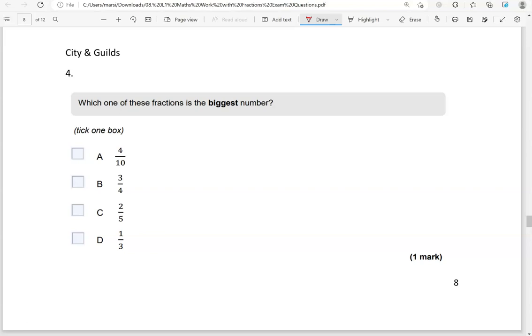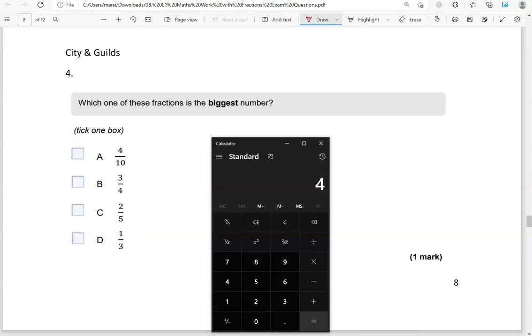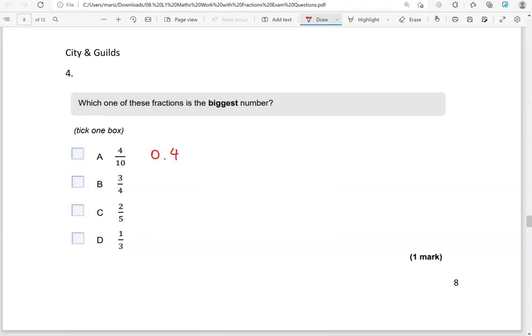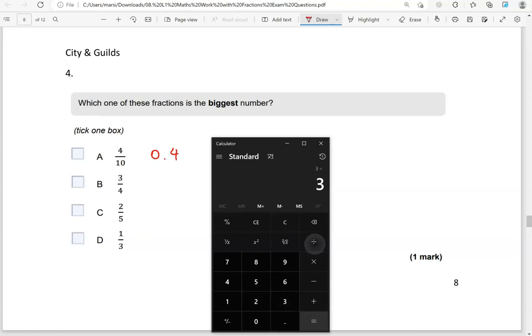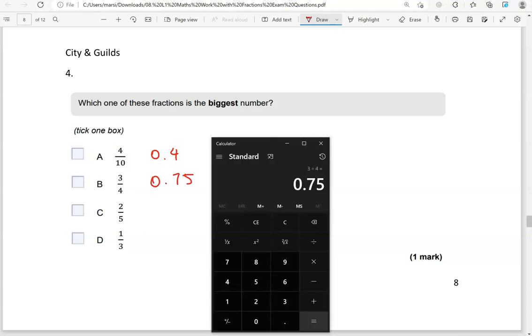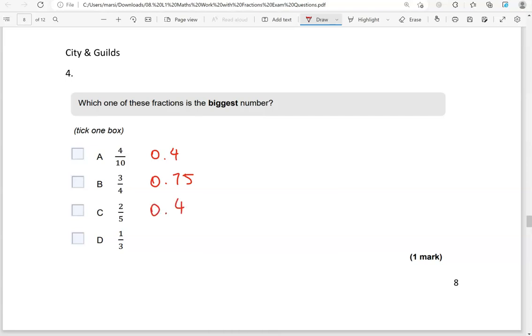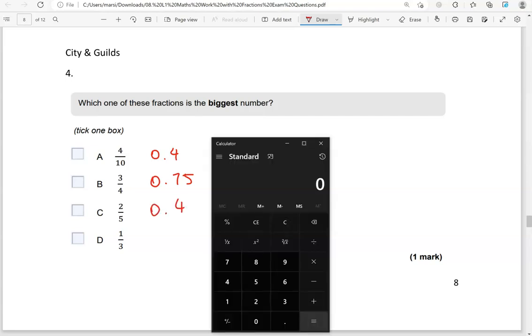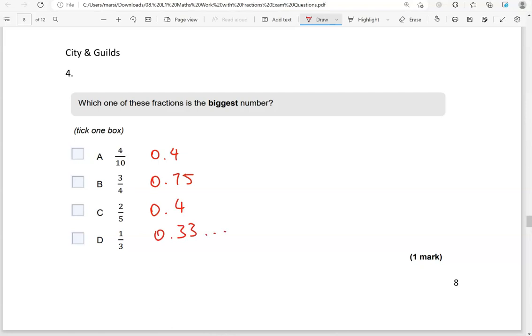And we know that the fraction line means division, so 4/10, that will be 4 divided by 10, which is 0.4. 3/4, that is 3 divided by 4, which is 0.75. 2/5, 2 divided by 5, which is 0.4. And 1/3, that is 1 divided by 3, which is 0.333. Which one is the biggest? That is 0.75, which is 3/4.